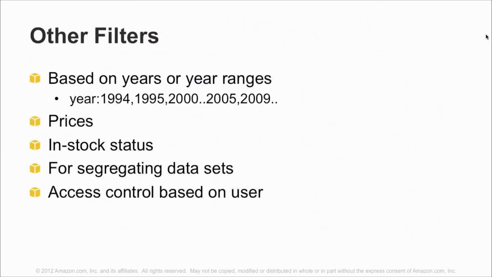We can also use filters to segregate data sets. If our website has both DVD and book content on it, we can allow our users to restrict their searches either to books or DVDs based on a type field that we provide for each of our documents. And a final example would be access control based on a user's ID. For some use cases, you would want users to have access to certain documents and not have access to other documents. Typically, we would create groups and put those group IDs onto the documents themselves. As user queries come in, we would pass their groups along with the query to filter out documents from groups that they don't belong to.